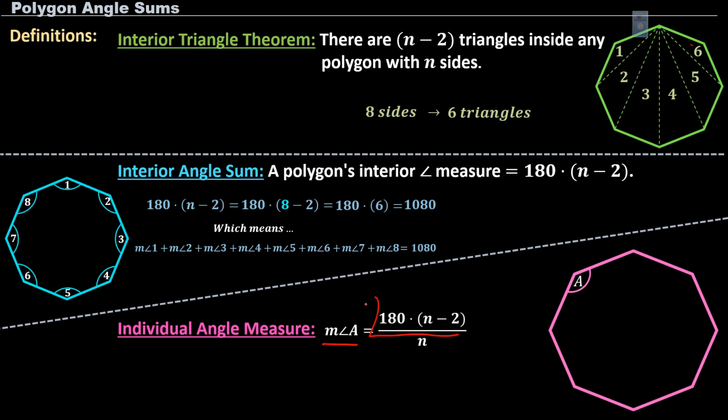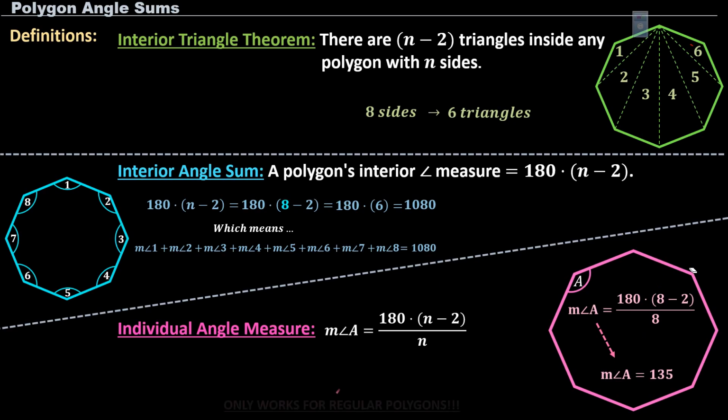So you're basically finding the interior angle sum, and then whatever number that is, you divide it by however many sides there are. So for this shape, it's 180 times 8, the amount of sides, minus 2, divided by 8. Which means that each and every individual angle in this shape is 135.